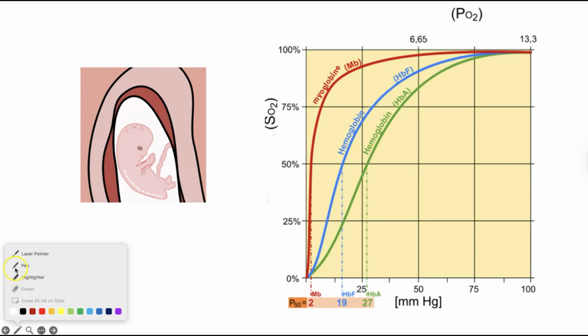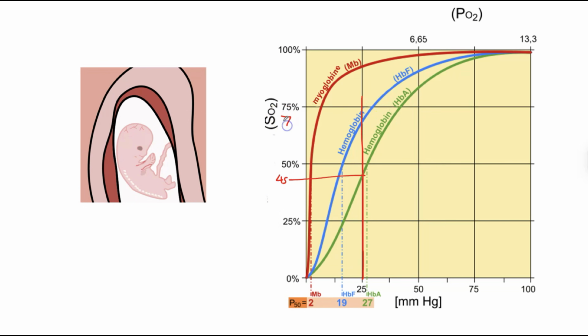Because that then will show us, again, I'd draw a line. Let's say we were at 25 partial pressure. We can see that we're maybe 45% saturated, whereas here we're 70%. So that would mean at this partial pressure, almost half of the oxygen, in fact over half of the oxygen has been unloaded from the mother's hemoglobin.